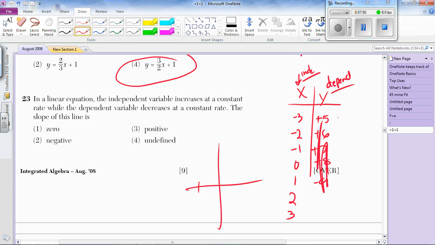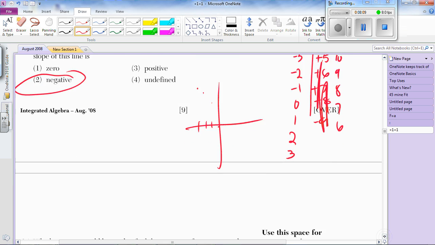So these are going to decrease, right? So let's go 10, 9, 8, 7, 6. -3, 10. -2, -1. It's got a negative slope. That was a hard question.